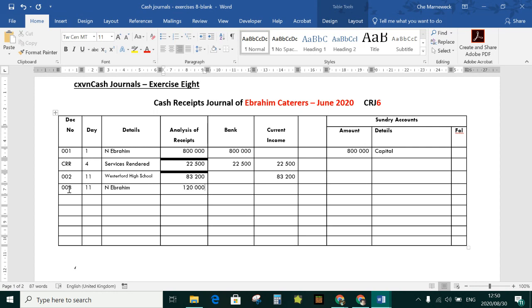Do we receive more money on day 11? Yes, we do. So we do not deposit it into our bank account yet. What is the money for? The owner is increasing their capital, so it goes to sundry account as capital.